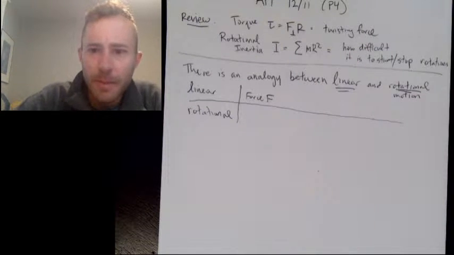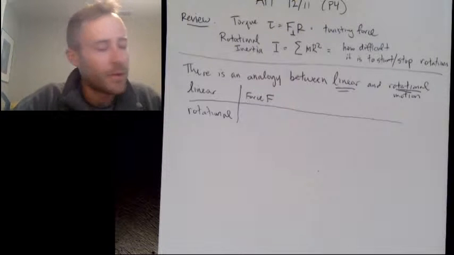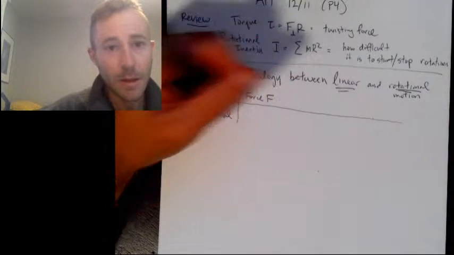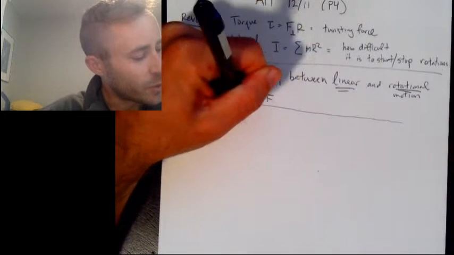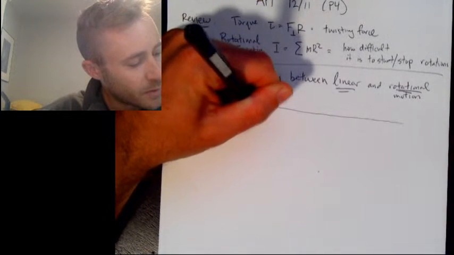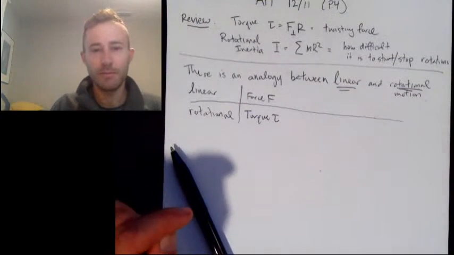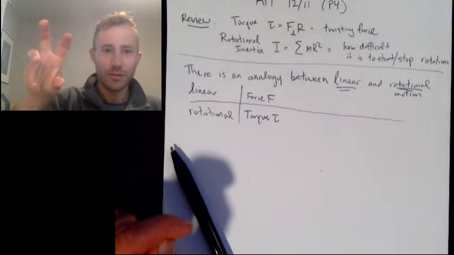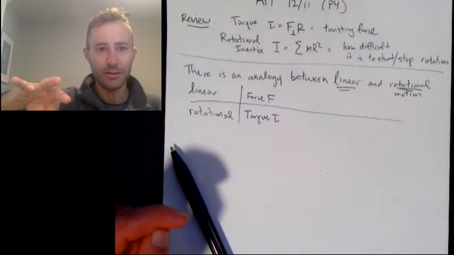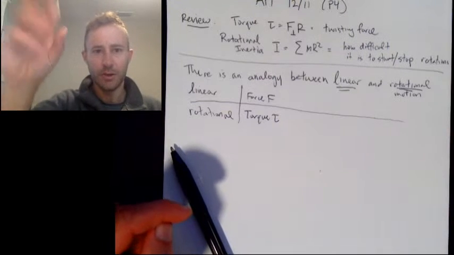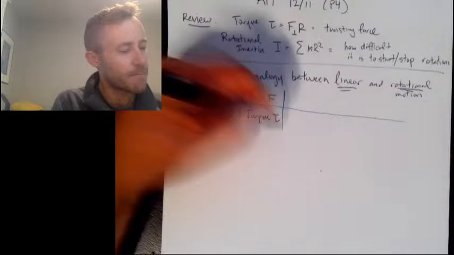It's not force. Okay, I will. It is torque. So a force makes something move from point A to point B. A torque makes something rotate. All right? So they're analogous, except one is talking about linear motion, the other one is talking about rotational motion. Okay?